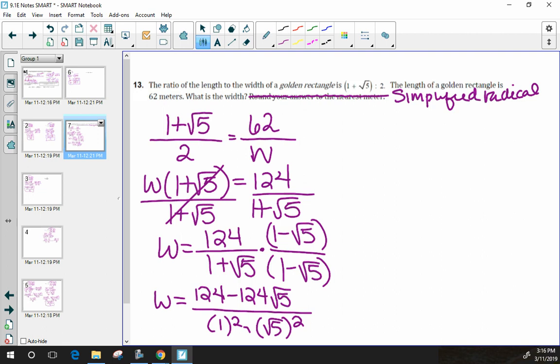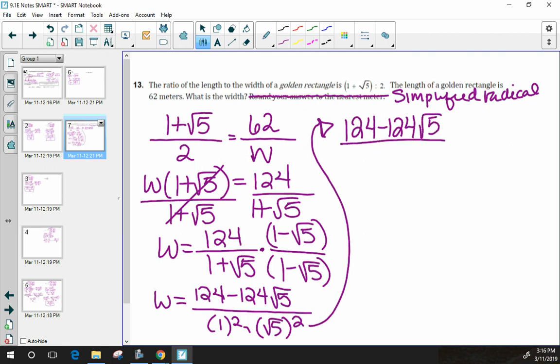Now let's bring that up. Again, on the top, this is my numerator. On the bottom, 1 squared is just 1. And the square root of 5 squared is just 5. And what's 1 minus 5? Well, oh yeah, we're getting there.